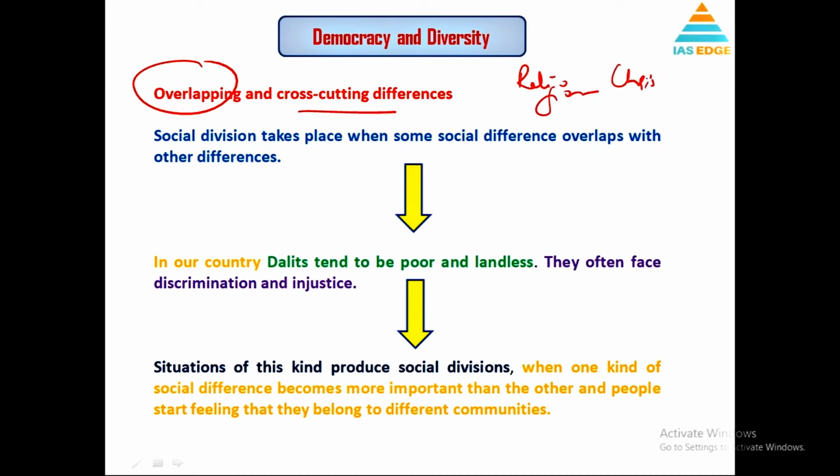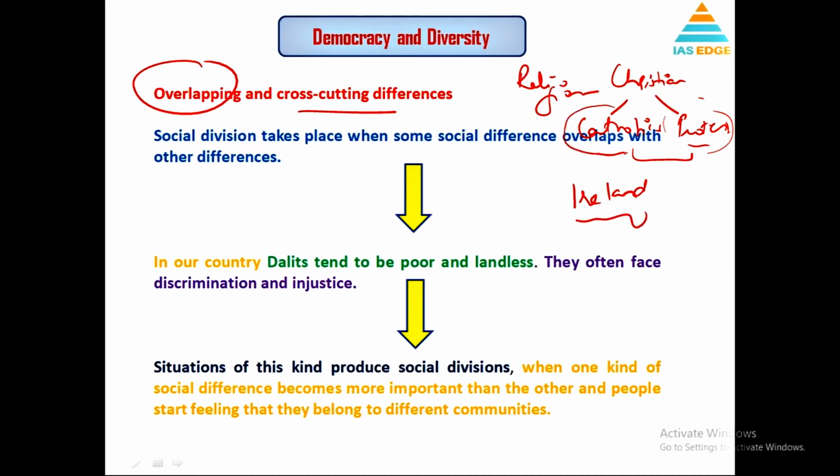Okay, so there are overlapping and cross-cutting differences. For example, you have a religion, and that religion is Christianity. In Christianity, we have multiple sects. So we have Catholics and we have Protestants. Now, Catholics and Protestants are at loggerheads. In fact, the Protestant religion was born out of opposition to the Catholic religion. So the Protestant religion is called the religion of protest. So within Christianity, the Protestant religion was born.